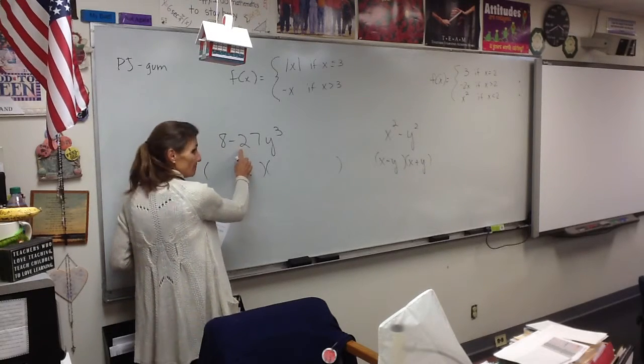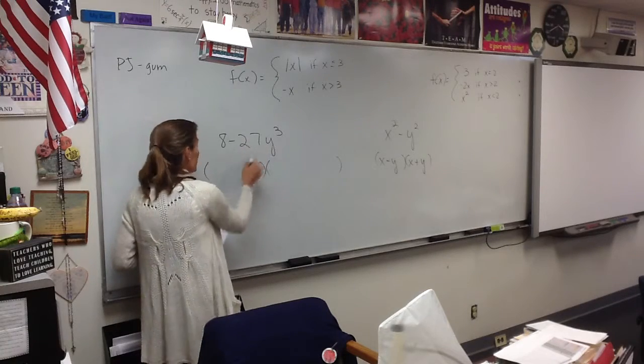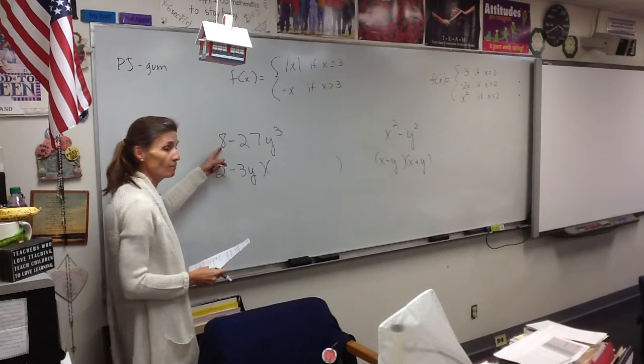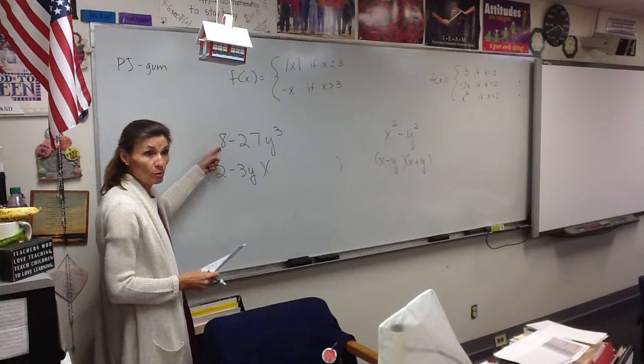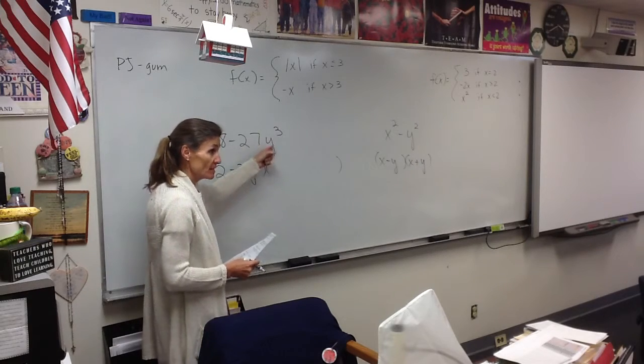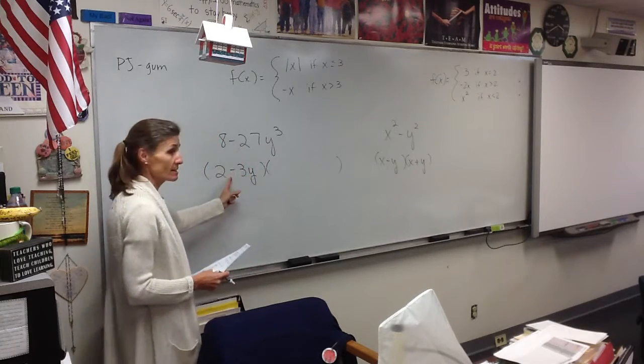2 minus 3y. Yep, 2 minus 3y, that's exactly right. I want you to look at it. Where did the 2 come from? The cube root of 8. Where did the 3y come from? Cube root of this. Right. Minus, minus, they match.